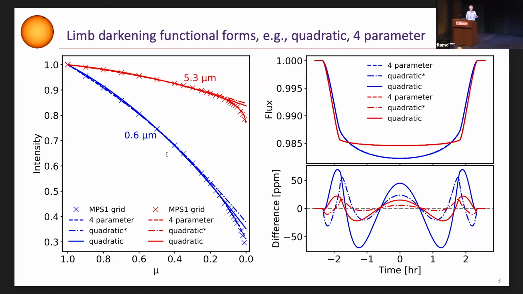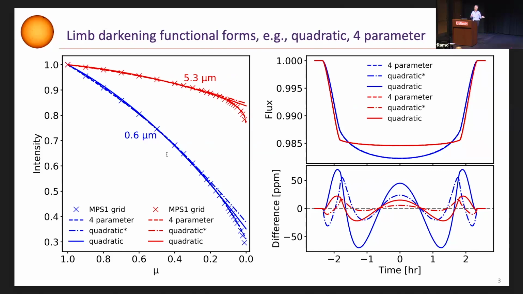There are different parameterizations. Popular ones are the four-parameter parameterization, sometimes called nonlinear. Please don't do that. And then there's the quadratic formulation. And the x's in this plot are a model. The particular one is the MPS model, but it doesn't really matter. And then the three different parameterizations are there. I have quadratic twice, once with an asterisk, because you can apply it differently.